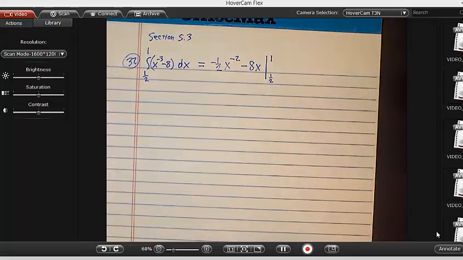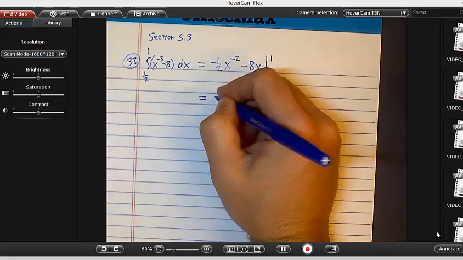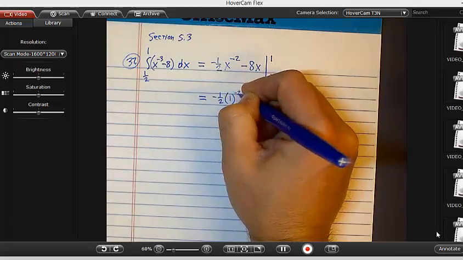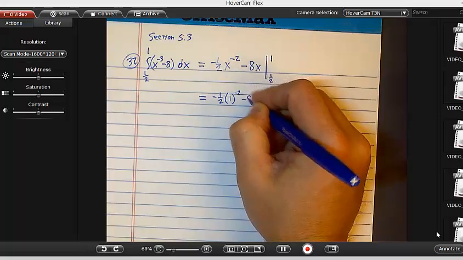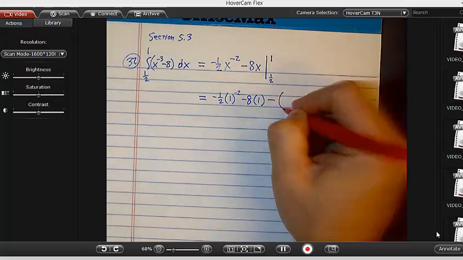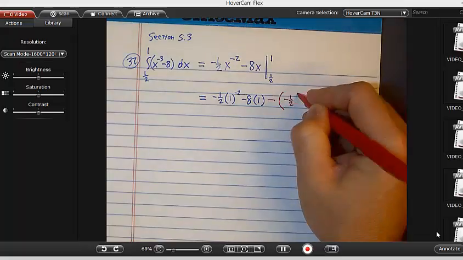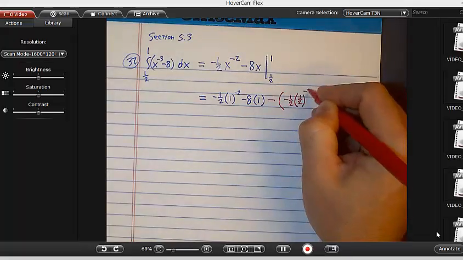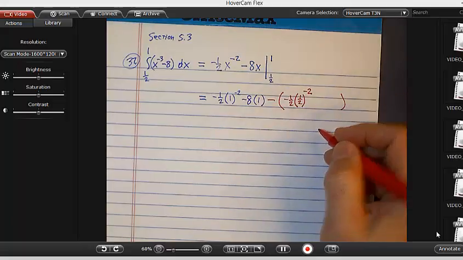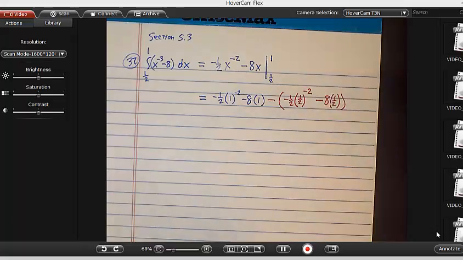So I'll do my f of b minus f of a now. So when I substitute in 1, I get negative 1/2 times 1 to the negative 2 minus 8 times 1. And now I will subtract what I get when I plug in 1/2. So that's negative 1/2 times 1/2 to the negative 2 minus 8 times 1/2. And now it's just a matter of, can I simplify things correctly? Okay. That's what I get so far.